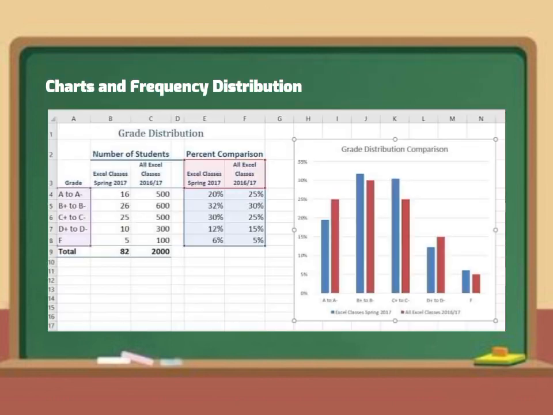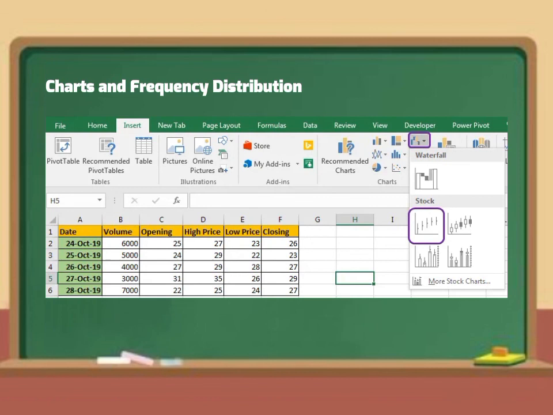Charts and frequency distribution. Using the encoded data, it can be converted into charts and diagrams. Note, there are many different types of charts depending on the user's preference. It could be a bar graph, pie chart, line graph, and so on. And these are just some of the charts available in this software.